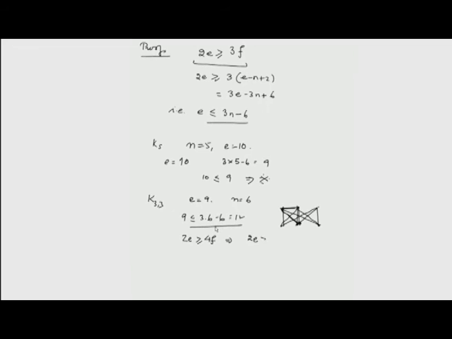Therefore, I will have twice E is greater than or equal to 4 times f, which implies that twice E is greater than or equal to 4 times (E minus n plus 2). Now, if I put E equal to 9 here, I get 18, and if I put E equal to 9 and n equal to 6 plus 2, then I will get here 4 into 5, that is equal to 20. Now, this is a contradiction, and therefore, K 3 3 also cannot be a planar graph.